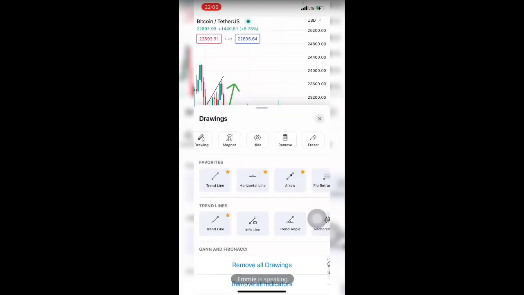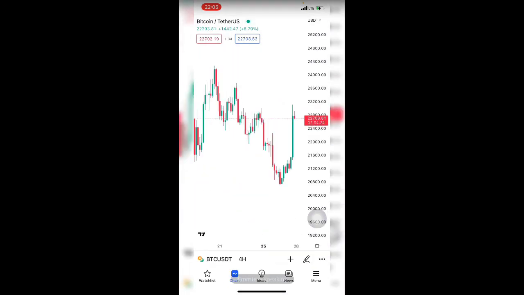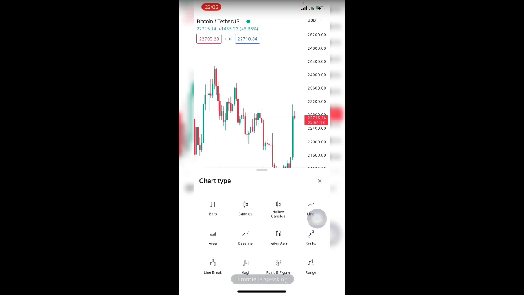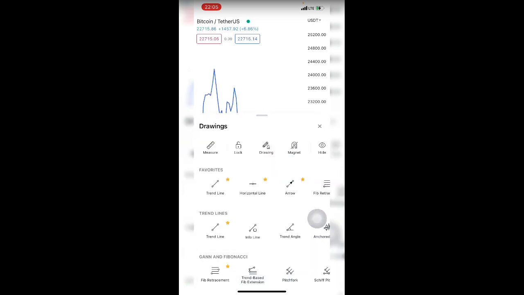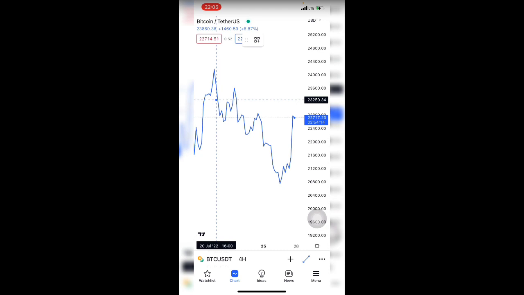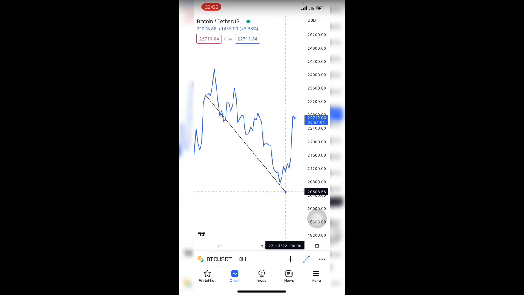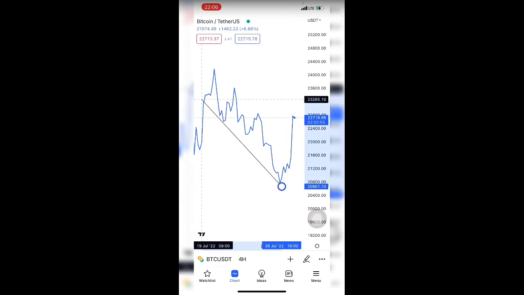I know that this is a downtrend. What will I use to know? I will change the chart type to line. So I will now carry my trend line. Then I will now draw my support. So see my support. I will draw my support, then draw my resistance too.